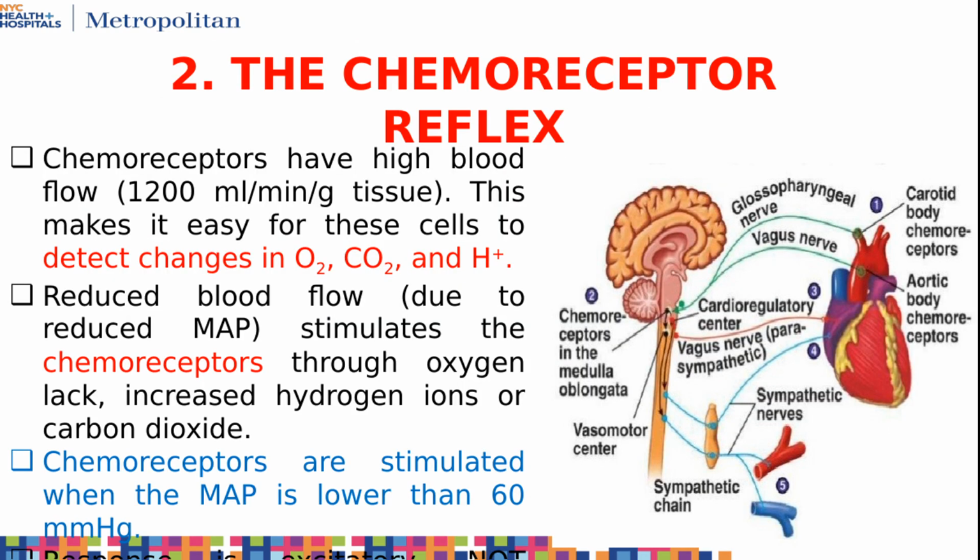Now let's move to chemoreceptors. These receptors are interested in oxygen, carbon dioxide, and hydrogen ion levels. They have a very high blood flow, so they are well positioned to detect changes quickly. The important clinical point is that they become relevant when perfusion is falling enough to threaten tissue oxygenation. Reduced blood flow can stimulate them through low oxygen, higher carbon dioxide, or increased hydrogen ions. When MAP falls below a critical range, this reflex becomes more important.